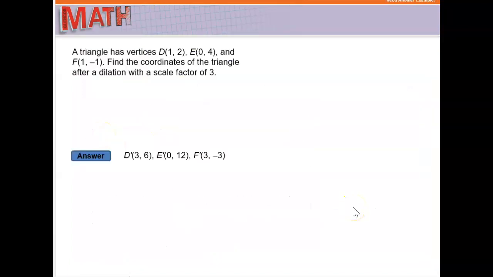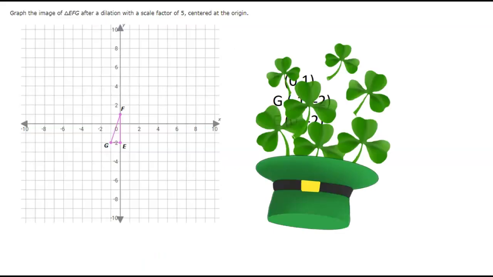Okay, go ahead and practice this one. Okay, scratch that last example. We're going to try something different. We're going to look at this example. It says graph the image of triangle EFG after the dilation with a scale factor of 5, centered at the origin. Okay, that's important that we're just centering at the origin, which is what we're going to stay with today. So that allows us to just focus on our coordinates.